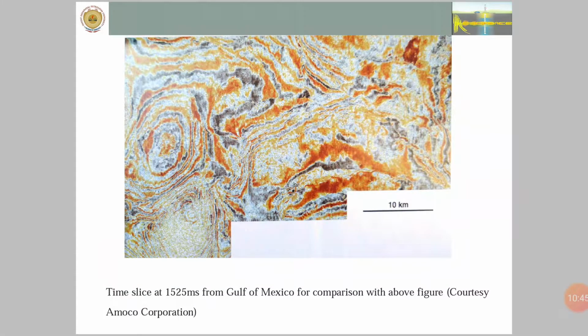This is a time slice at 1525 millisecond from Gulf of Mexico. For comparison with the above figure, we can see the structural closure which is there on the left side of the map. The fault can be seen which dissects the field into two parts, one which is more on the northeast and trending towards the southwest, and we can see at the southeast part there is a nosing feature which has been brought out very clearly on the time slice.